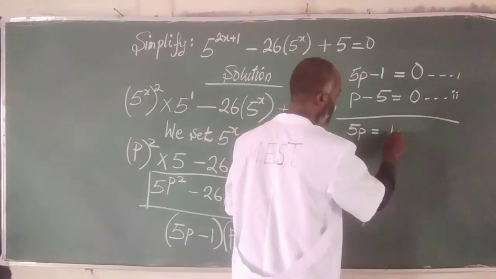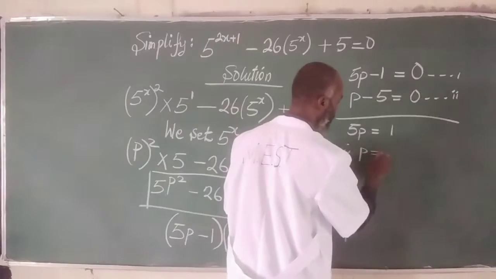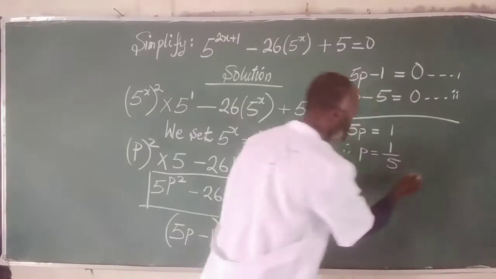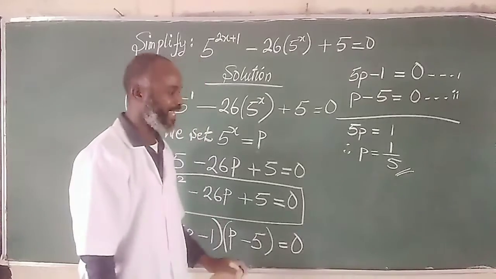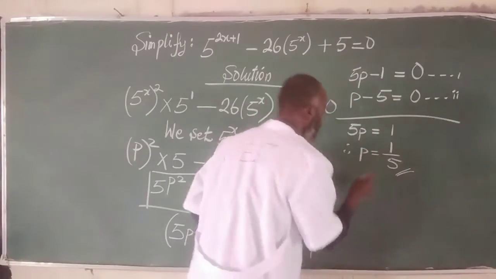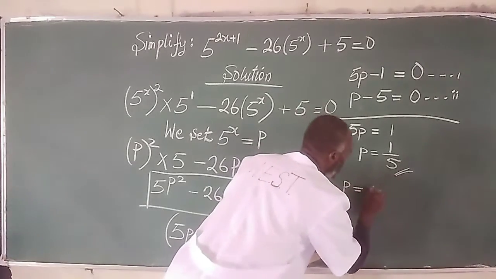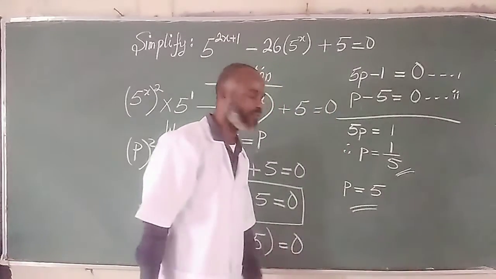equal to 1, okay? Therefore, p here is equal to 1 all over 5. We take note of this, okay? We move forward again. We move further to simplify the next one, which is p. It becomes p is equal to 5, right? That means the value of p is just 5.